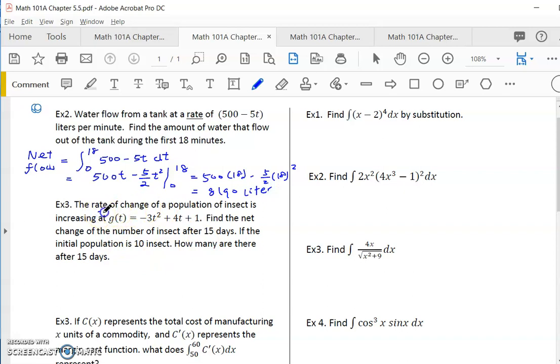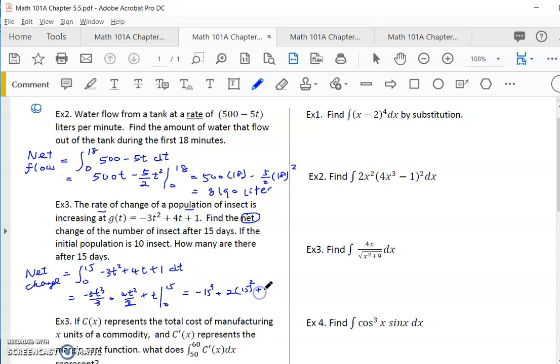The second is rate of change, again, a rate of change of the population of an insect. Find the net change. We know net change is the integral of the rate. Net change in population, so just do that first. Integral of the rate from 0 to 15 days, and we put the rate in: negative 3t squared plus 4t plus 1 dt. So that would be negative 3 times t cubed over 3 plus 4t squared over 2 plus t, from 0 to 15. So that would be negative 15 cubed plus 2 times 15 squared plus 15.